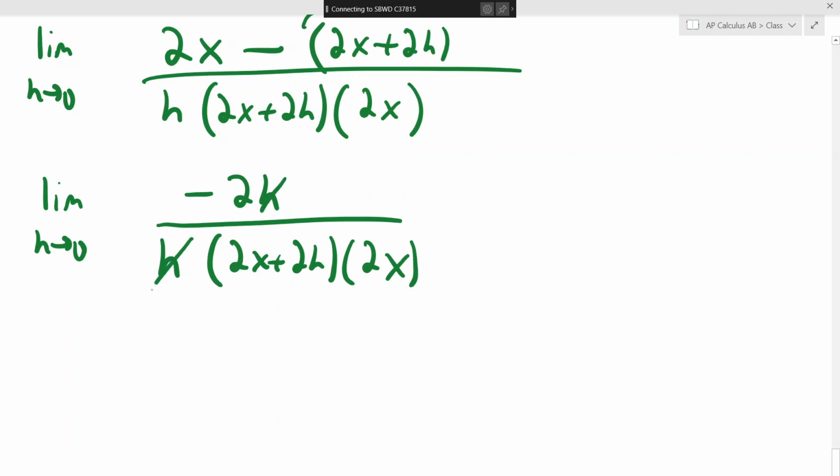H's cancel here. When you plug in 0 for h now, again, once h is canceled, kids, that's when you can plug in 0 for h because you've removed the hole that was in this entire weird expression. Now you plug in 0 for h, that becomes 0, and you can see this is just negative 2 over 4x squared.